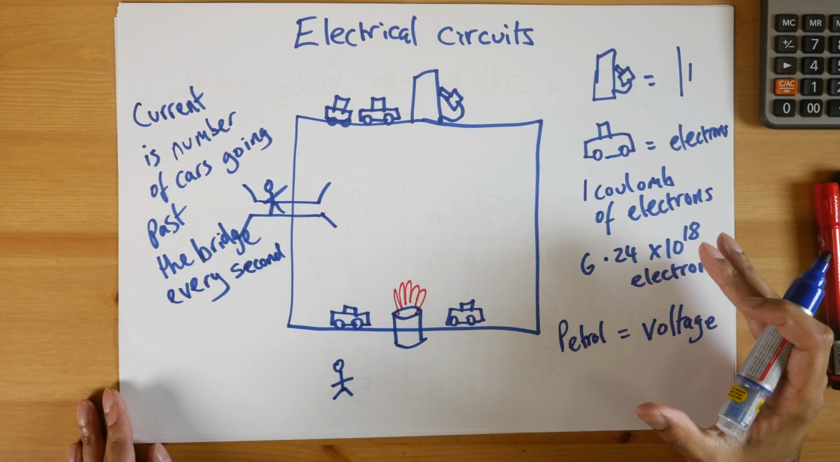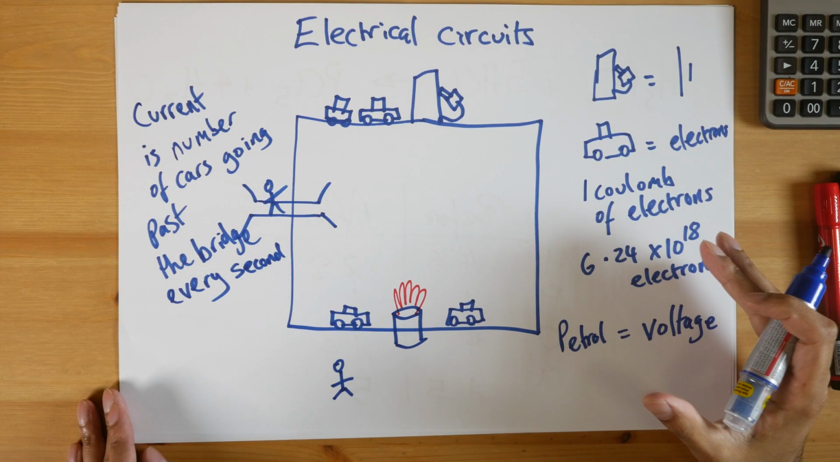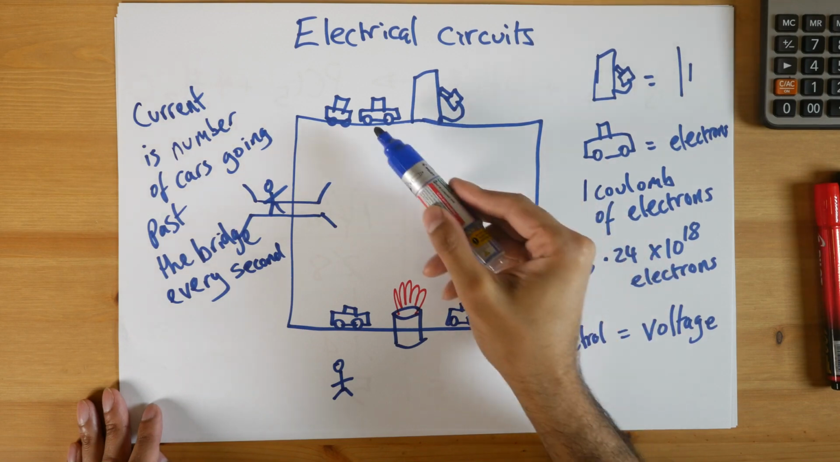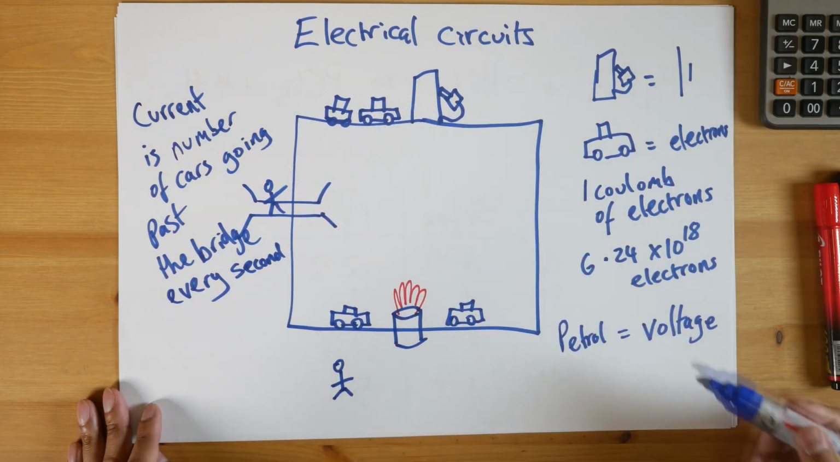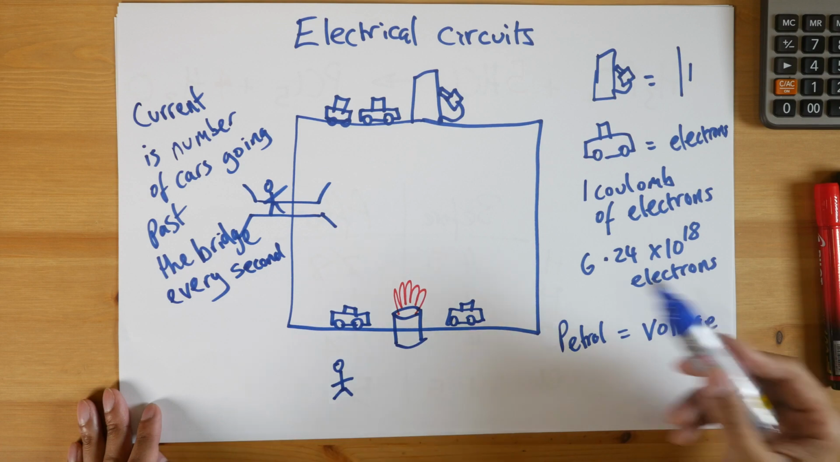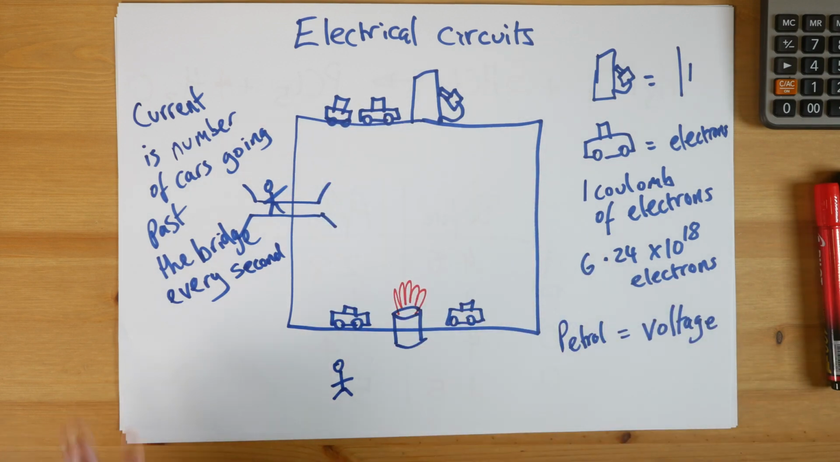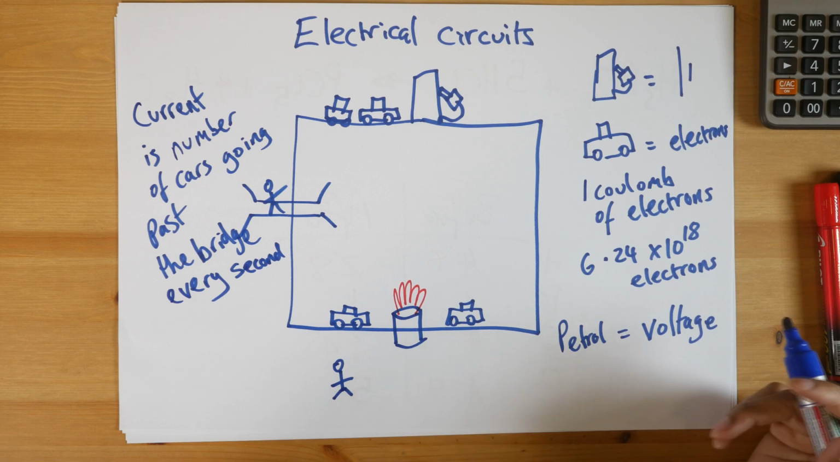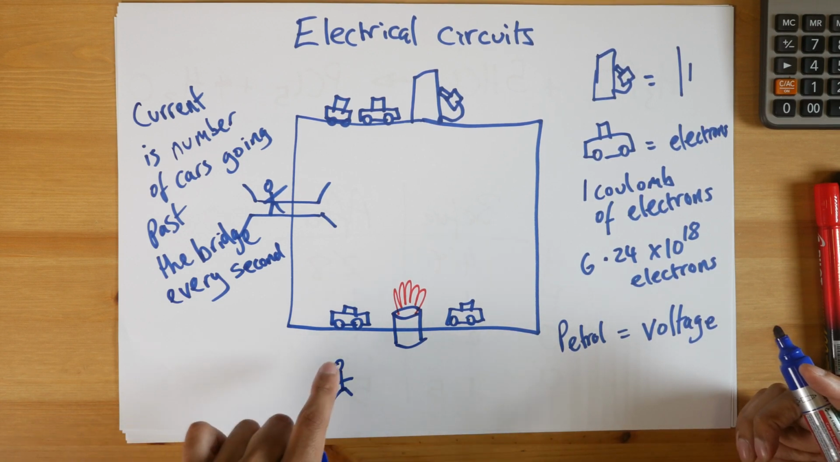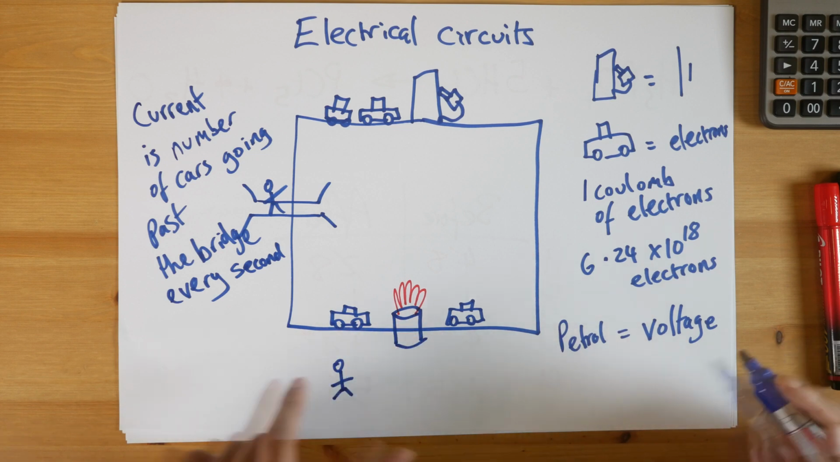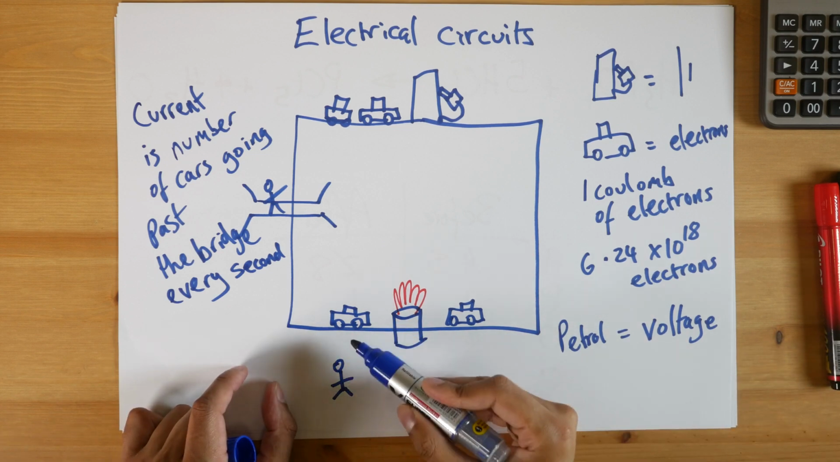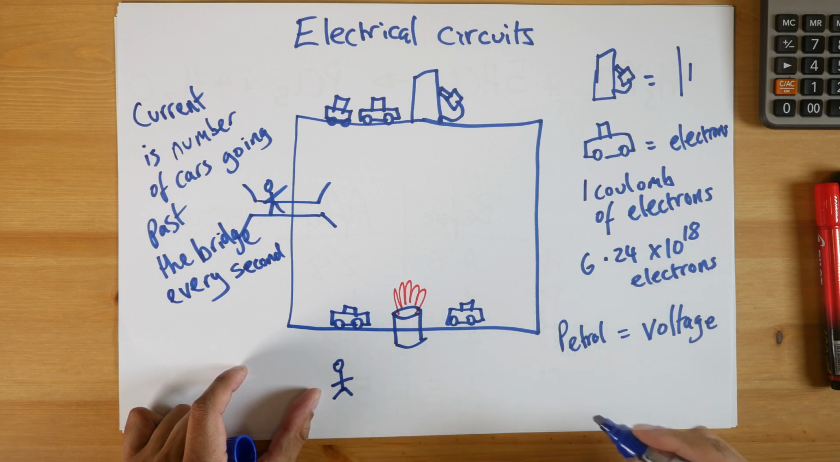Remember, in reality, current is the rate of flow of electrons. So it's basically the number of cars going past. Each one of these represents a coulomb of electrons. So it's the amount of coulombs going past every second. Which leads us to what's going on down here. So what's happening is the guy is using up all of his petrol. And this man here is measuring the petrol before and after.